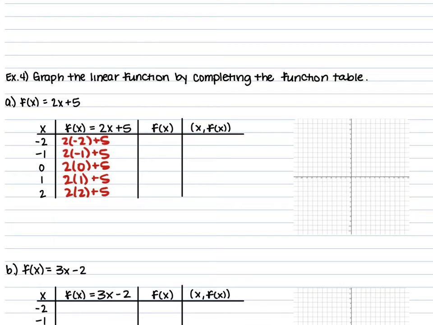The 2 times negative 2 is negative 4, plus 5 is 1. 2 times negative 1 is negative 2, plus 5 is 3. 2 times 0 is 0, plus 5 is 5. 2 times 1 is 2, plus 5 is 7. 2 times 2 is 4, plus 5 is 9. So this gives us ordered pairs of negative 2, 1, negative 1, 3, 0, 5, 1, 7, and 2, 9.